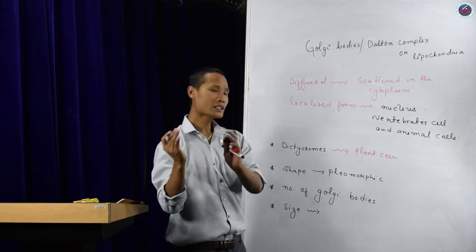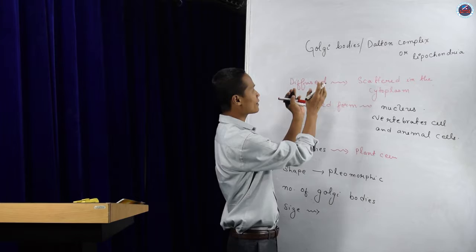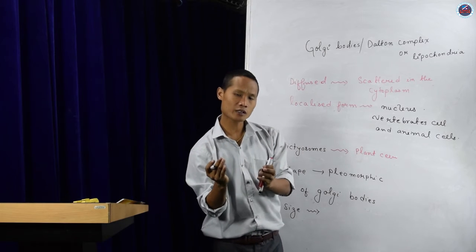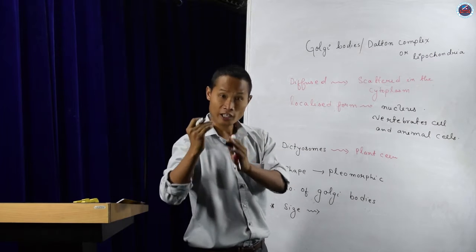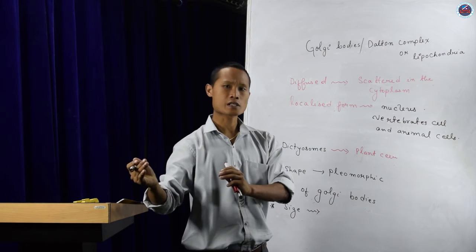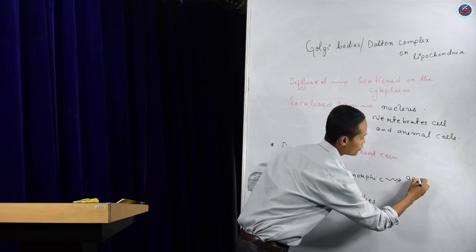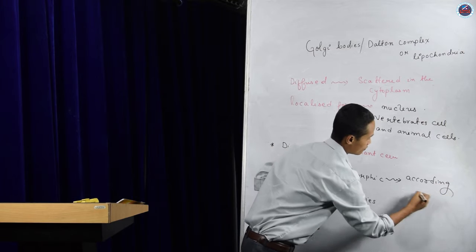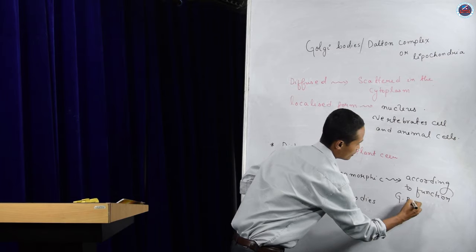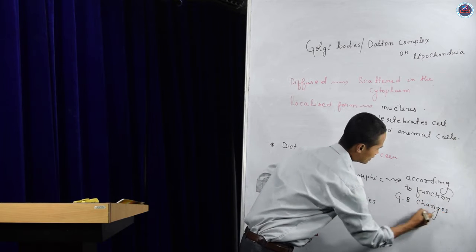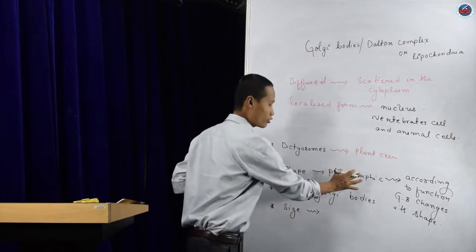Now, the Golgi body is said to be a pleomorphic organelle. When we say pleomorphic, it means the Golgi body changes its shape depending on its functions. According to their functions, the Golgi body changes its shape. That is said to be pleomorphic.